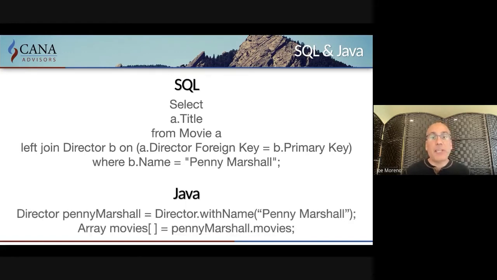Other languages have ways of generating this automatically. I'll just give one example here, in Java. Here are 2 lines of code that do the same thing. The first line creates an object called Penny Marshall, basically going to the director database table and returning the row where the name is Penny Marshall. And then we just ask the Penny Marshall object for all its movies. What Java is doing behind the scenes is dynamically creating the SQL that we see above to get this information. But since it's a higher level language, it's easier to code without having to worry about the SQL.